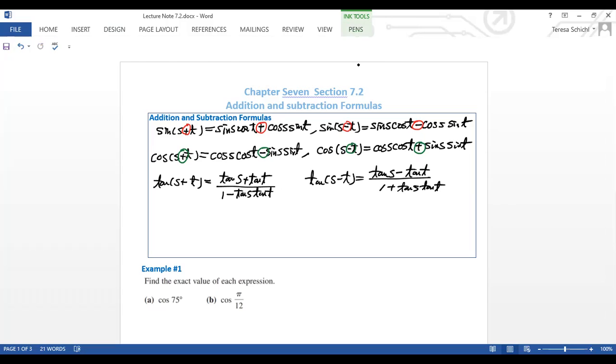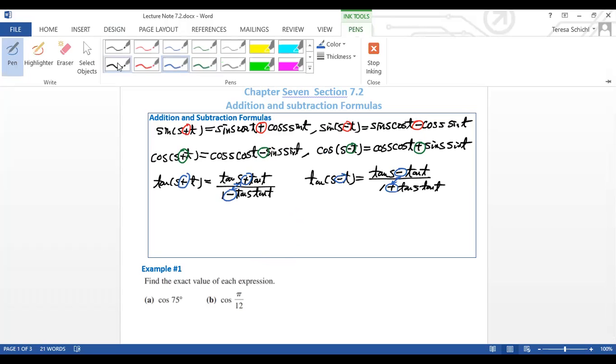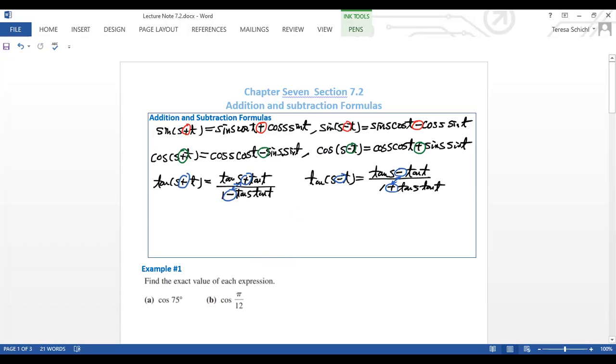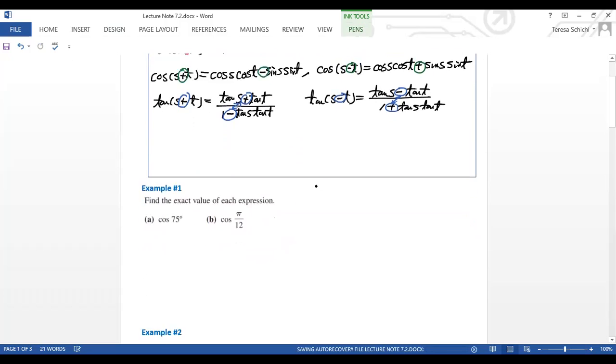A quick way to remember this: in the numerator, a plus stays a plus and a minus stays a minus. The bottom is the opposite. If the top is a plus, the bottom is a minus, and if the top is a minus, the bottom is a plus. Those are the three sets of formulas. For secant, cosecant, and cotangent, you find the sine, cosine, and tangent first, then use the reciprocal to find their values.